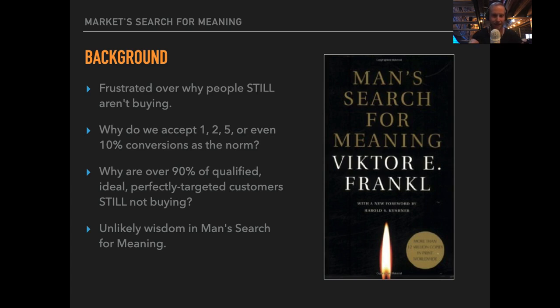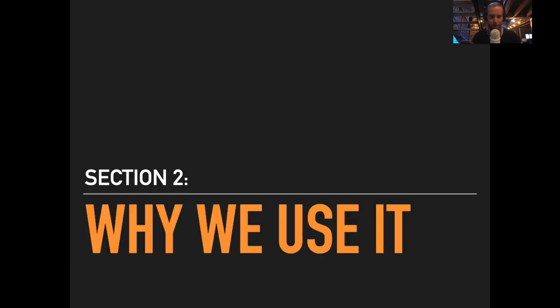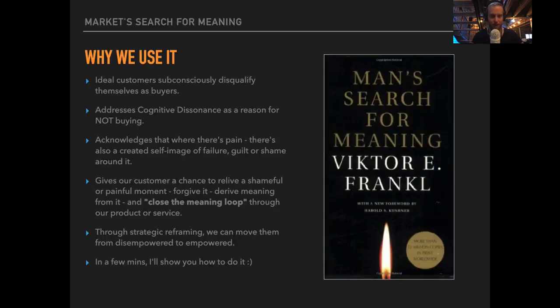And coincidentally, it was around the same time that I was reading Man's Search for Meaning, where I found some unlikely wisdom, which is really the root of this template. So this is what's going on. This is why we use it.